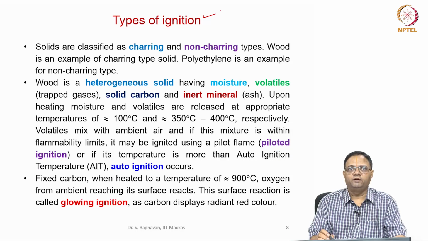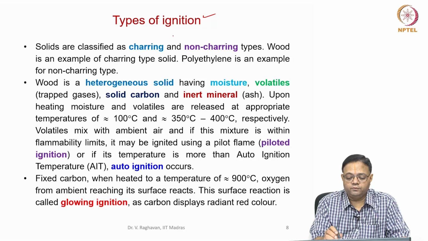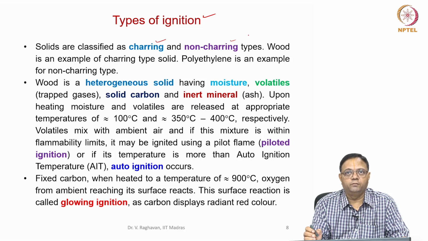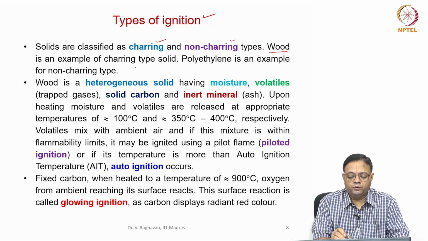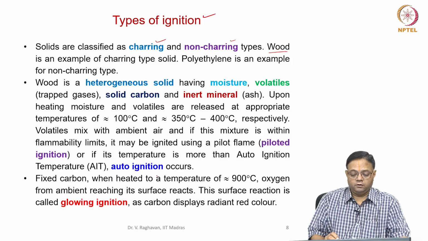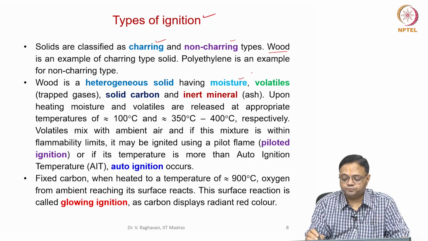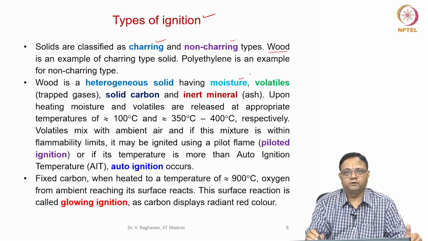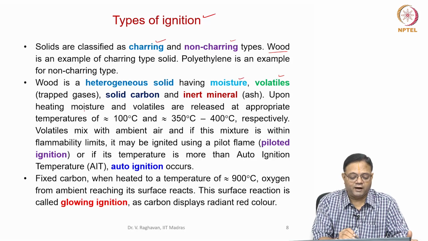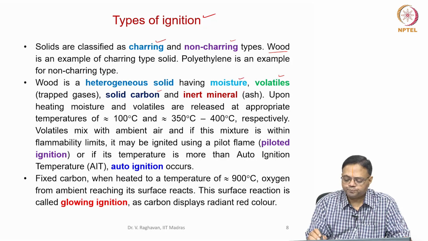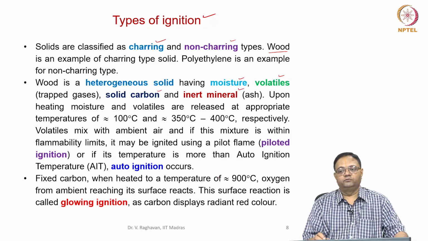Good morning. So, yesterday we discussed the types of ignition, considering both charring as well as non-charring solid fuels. Wood is an example of a charring fuel, and polyethylene is an example of a non-charring fuel. Wood is a heterogeneous solid because it contains moisture, liquid water present inside it, volatiles which are trapped gases of different composition, then solid carbon, and another solid which is inert mineral called ash.